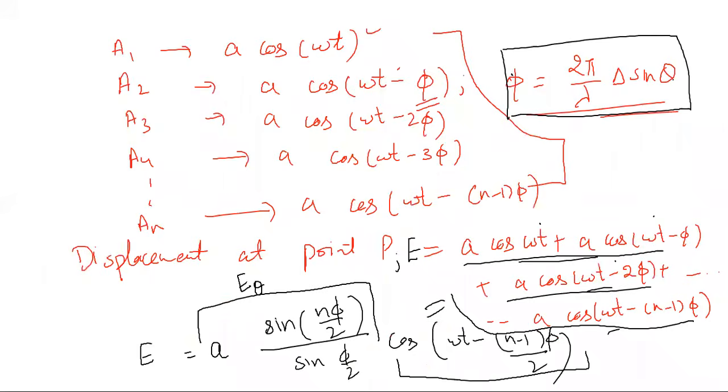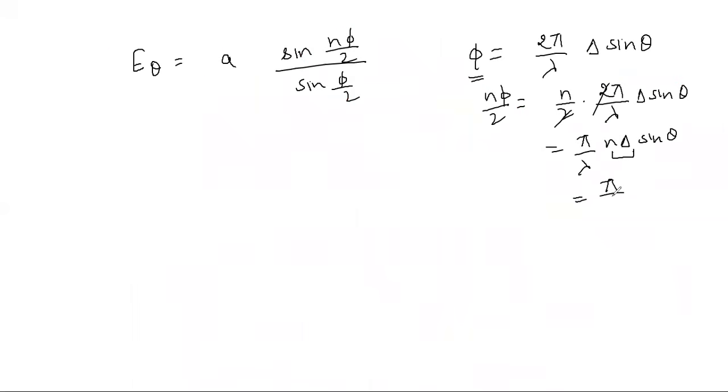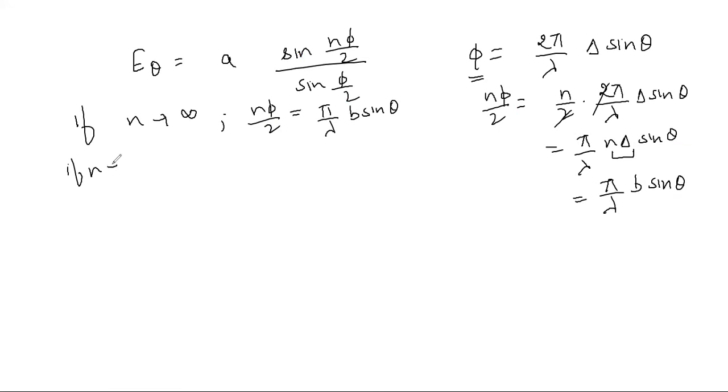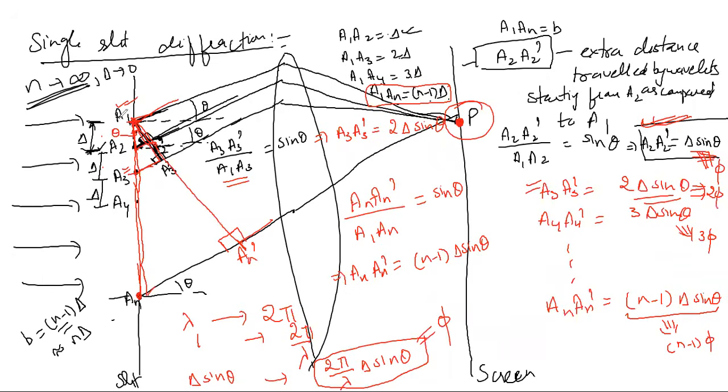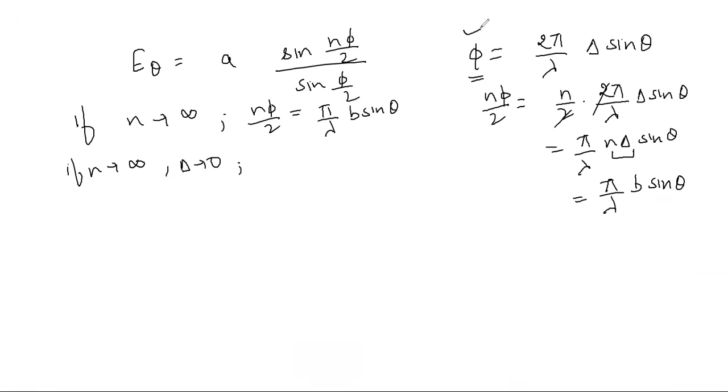So from here, in this expression, I can say that this is equal to π over lambda into B sin theta. This is π over lambda B sin theta. Now, if n tends to infinity, we said that nφ/2 is going to be approximately equal to this number. As I said before, if n tends to infinity, that means your delta would tend to 0, because as you make the number of points infinite, the separation between points starts becoming 0. So if your delta tends to 0, look at this expression here.